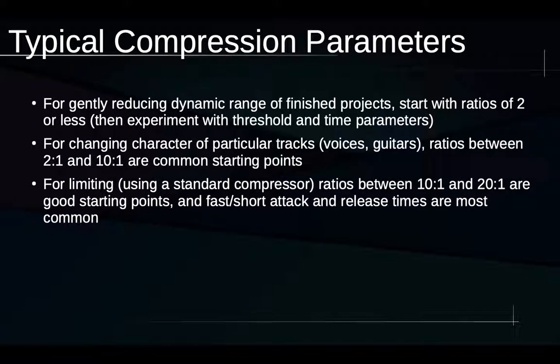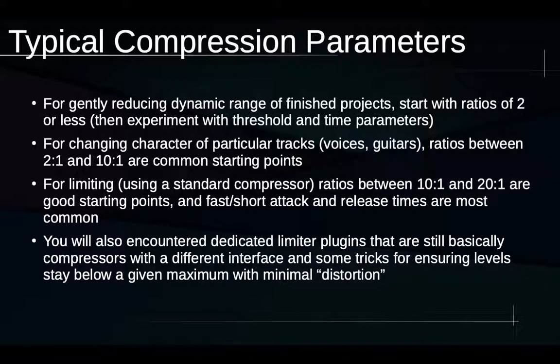And if what we're doing is limiting, using a standard compressor, ratios between 10 and 20 would be good starting points, and fast and short attack and release times, so that all of this is happening very quickly, but not immediately still, are going to be most common. And in talking about limiting, I should also mention that you will also encounter dedicated limiter plugins. These are still basically compressors, but they have often a completely different interface, as well as some tricks that are happening in the processing in order to be absolutely sure that the levels stay below a given maximum while not introducing any audible distortion into the resulting audio.